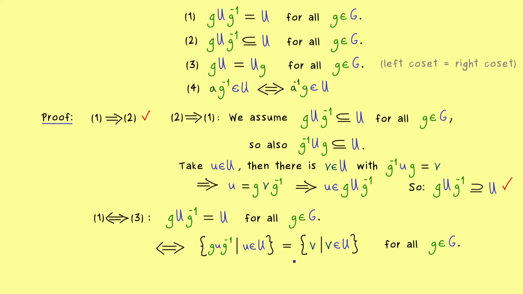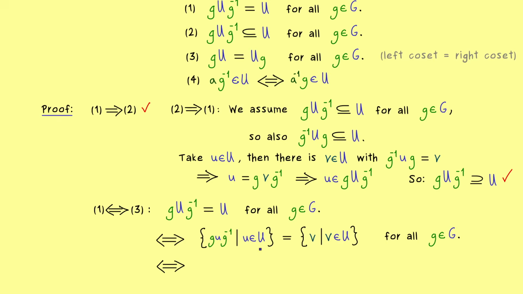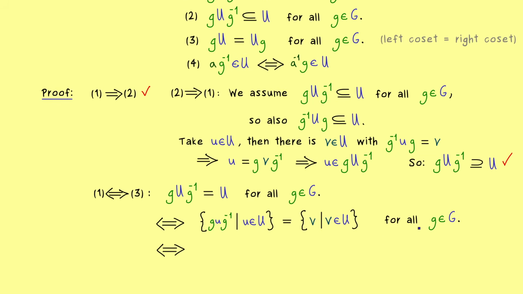For the sets it does not matter, but if you want to write it as an equality for the elements, you would have GUG inverse is equal to V. And since we have this equality for all the elements U and V in U, we can multiply both sides by G from the right hand side. Since we work in a group, this is equivalent, and we can write the set here just as GU now. And obviously on the right hand side here we have VG.